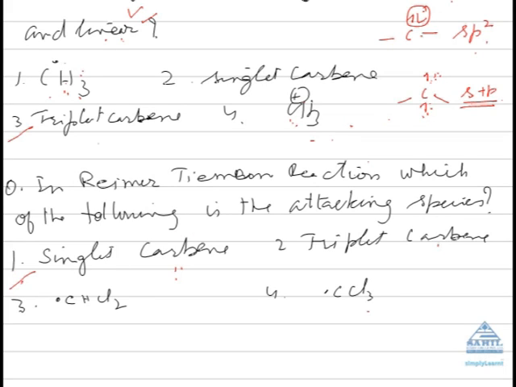Triplet carbene cannot be, because both the orbitals have unpaired electrons. So it is a radical and not a nucleophile and not an electrophile. Out of CHCl2 and CCl3, both are free radicals. Hence the correct answer is singlet carbene.